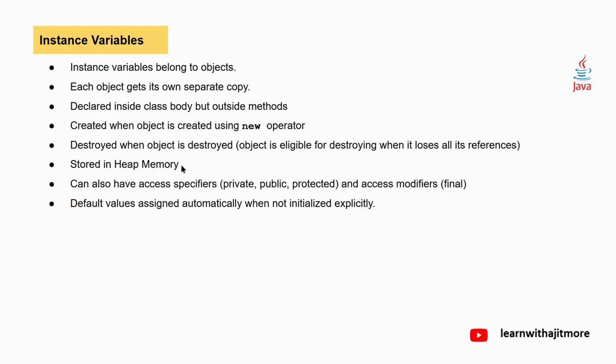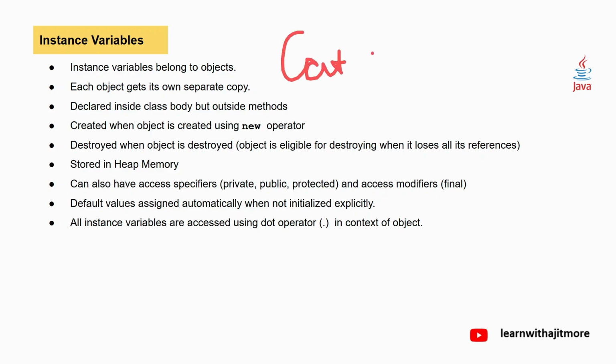And whenever you are not initializing an instance variable, then they won't have any garbage. They will be automatically initialized to the default value. So the default value is assigned automatically when not initialized explicitly. Okay. And later, once the instance variables come into existence, how will you access them? Using the dot operator. Correct? For example, Cat money equal to new Cat.